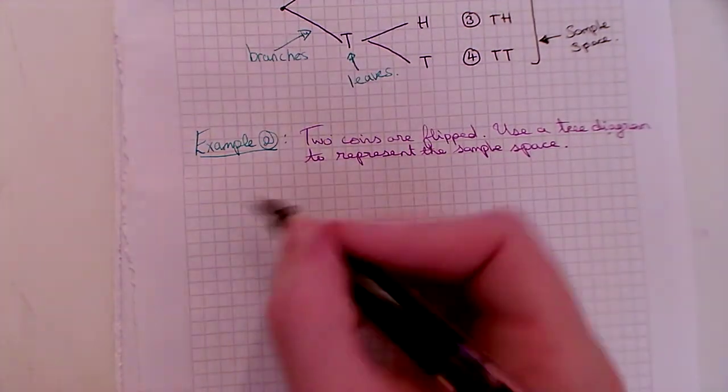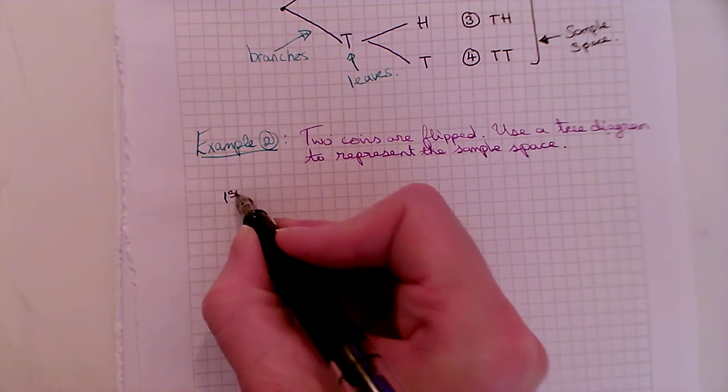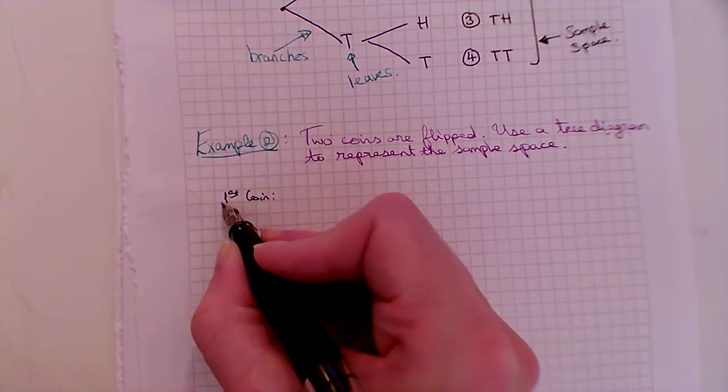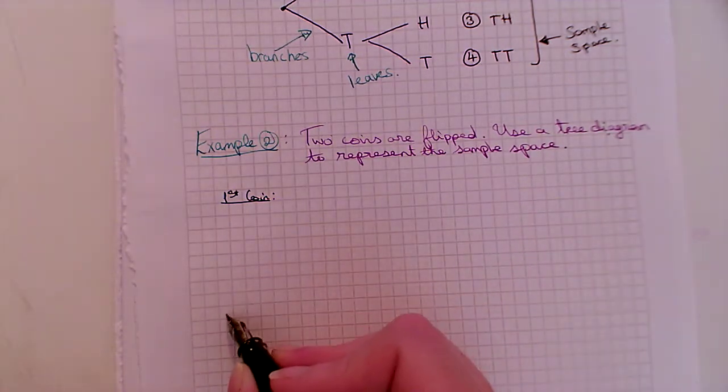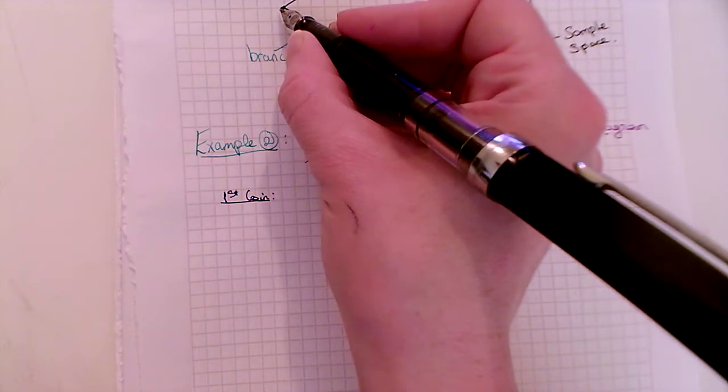So here, my first coin, and I'm going to come all the way down here because I want to make sure that I've got lots of space above and below. This should be in the middle.